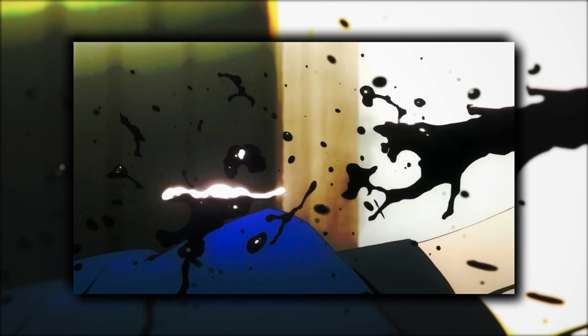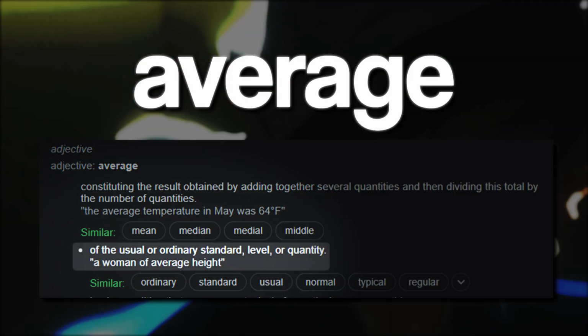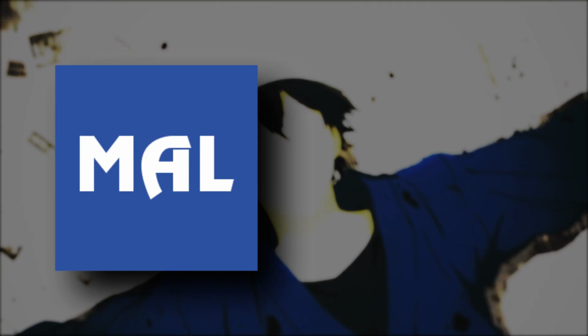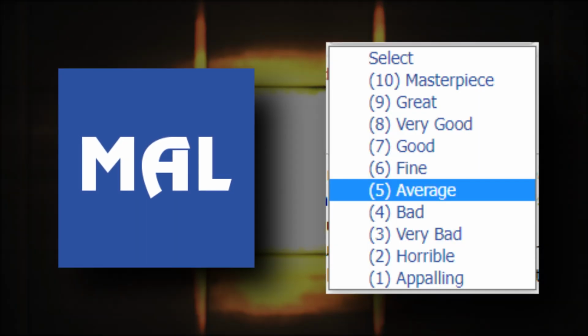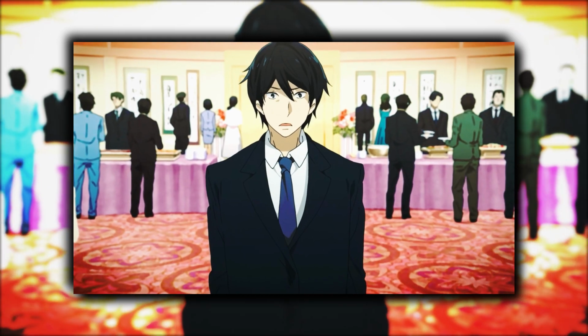7 out of 10 is average. This may come as controversial to many, and rightfully so. In general, we use average to denote something of standard quality, and we represent that numerically with the median of a set. So on a 10-point scale, 5 should be average, right? After all, even my anime list says that 5 is average. Well, in today's video, I would like to challenge that, and instead argue that 7 is average.